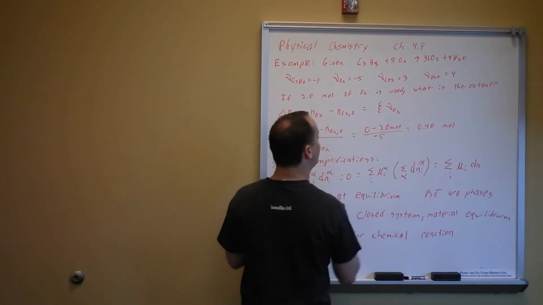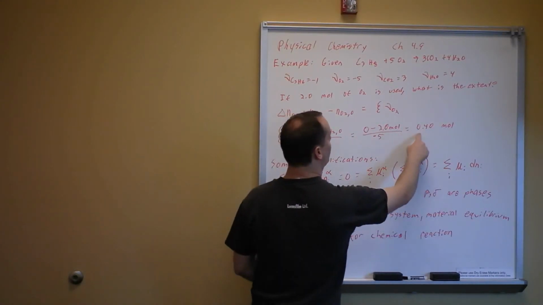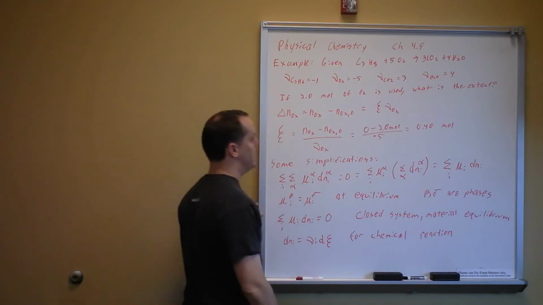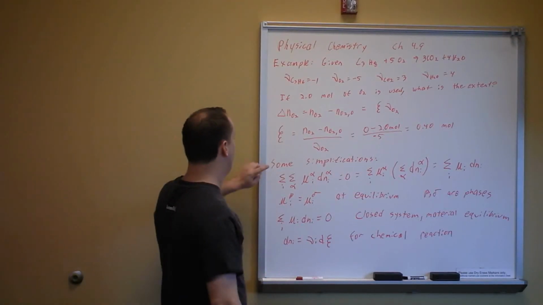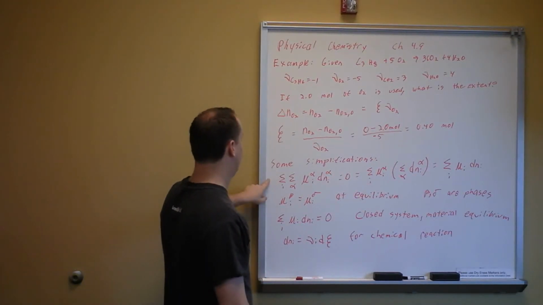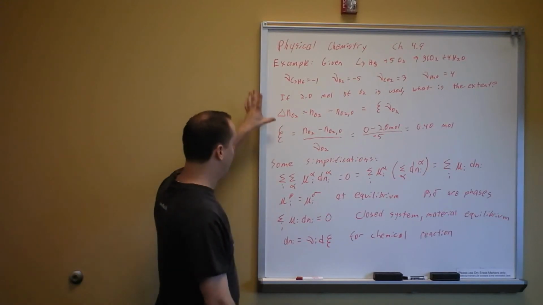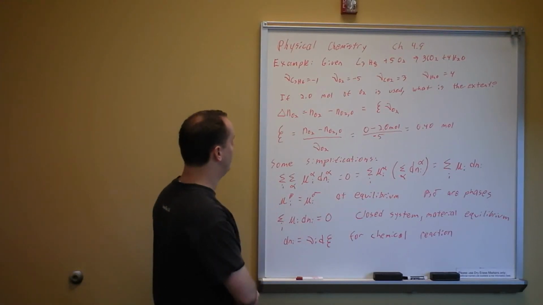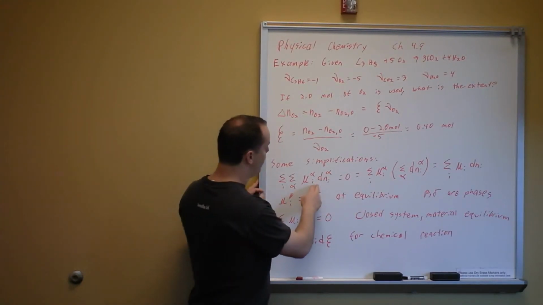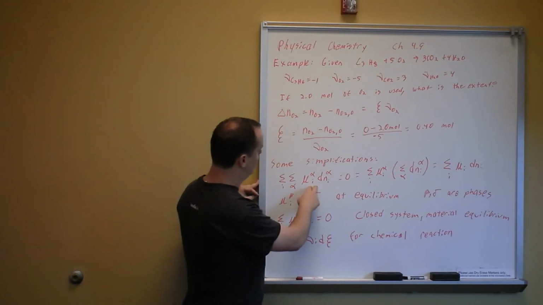Alright, we're going to divide by negative 5 to get 0.40 moles for the extent of the reaction. Alright, some simplifications here. We're done with xi for now. Let's talk about a review of this chapter here. So remember we were talking about the equilibrium.